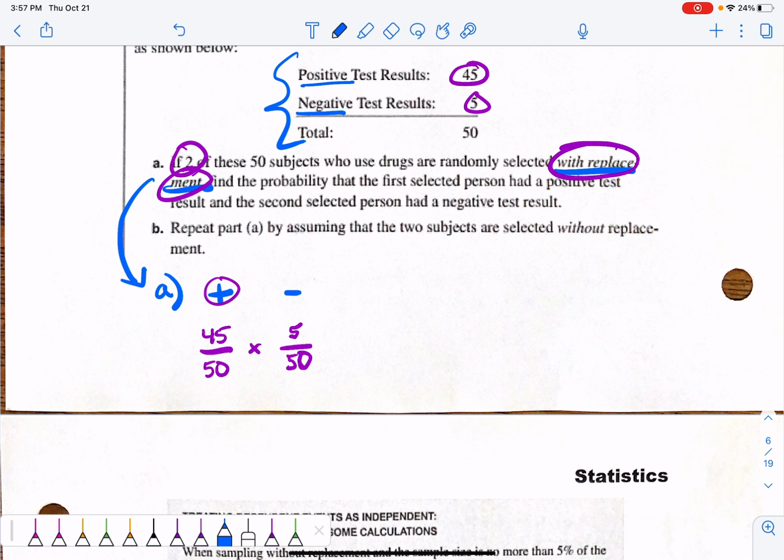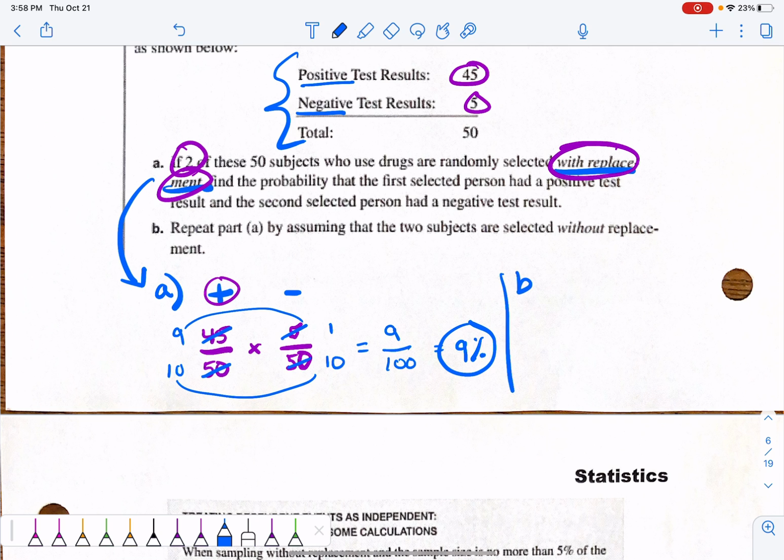Then I'm going to go ahead and reduce. So 45 out of 50 is 9 over 10, and 5 out of 50 is 1 over 10. And I don't think anything else will reduce, so I just take 9 times 1, which is 9, and 10 times 10, which is 100. And if I convert that, 9 over 100 is 9%. Not a decimal, a percentage, 9%, okay?